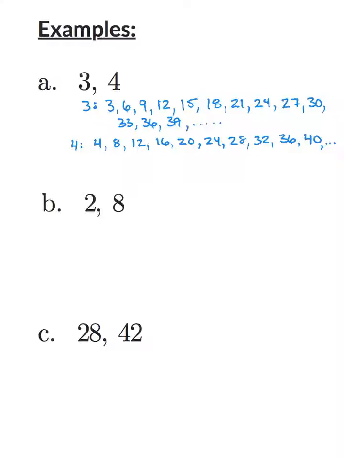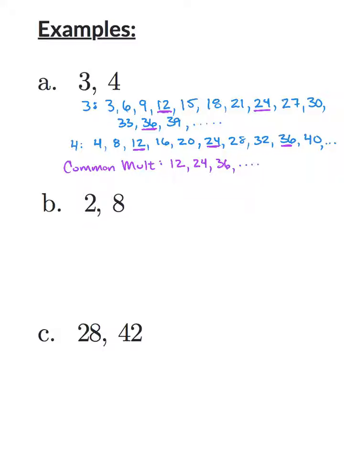So now I want to know what are the common multiples. So what numbers appear in both lists? Well, if we look at this, 12 appears in both lists. It is a common multiple. 24 appears in both lists, so it is a common multiple. And 36 appears in both lists. One thing to note is that your common multiples will go on forever and ever as well.